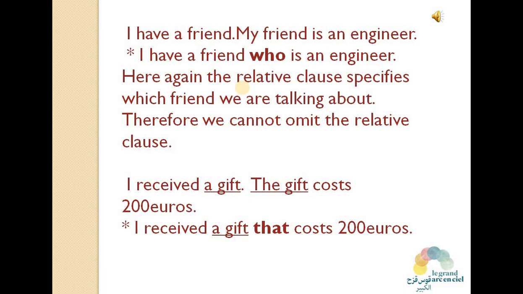I received a gift. The gift costs 200 euros. Combine the two sentences and say, I received a gift that costs 200 euros. I received the gift. Gift here is object of the sentence. That costs 200 euros. Still talking about the gift. So that, which replaces the gift, is the subject of the relative clause.